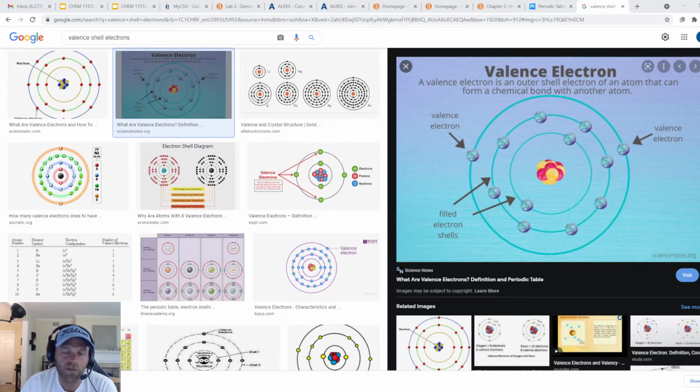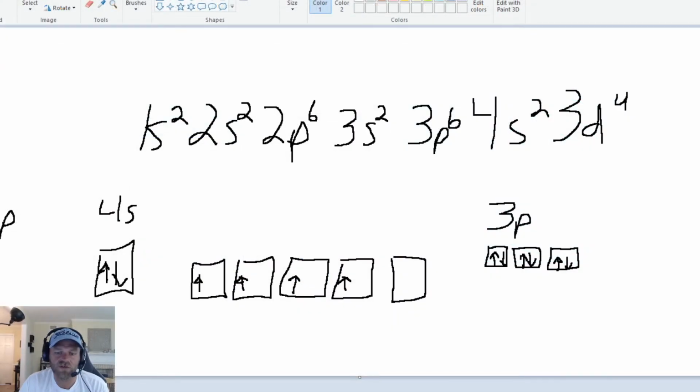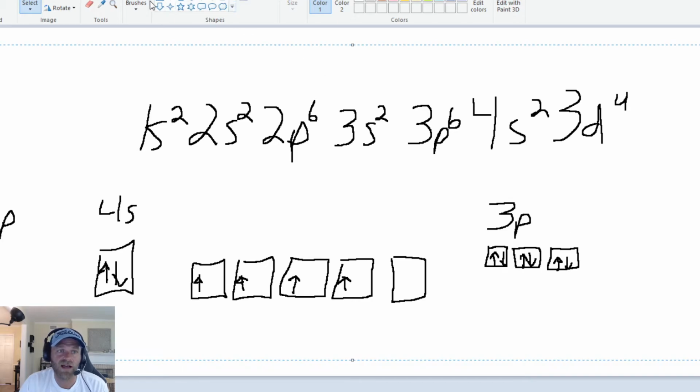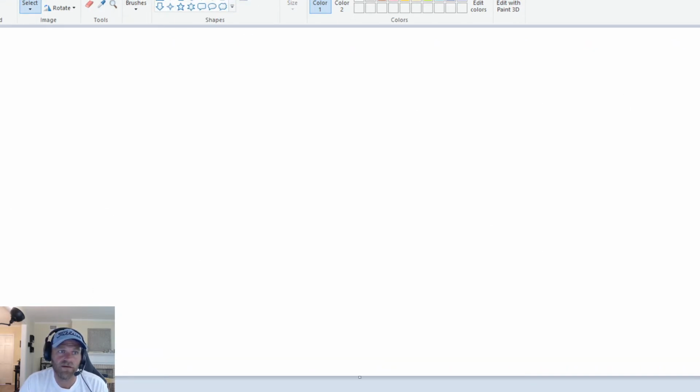Okay? So most atoms like to follow what we call the octet rule. All right? The octet rule just means that every atom would like to have 8 valence electrons. Okay? So let me draw another little atom here.